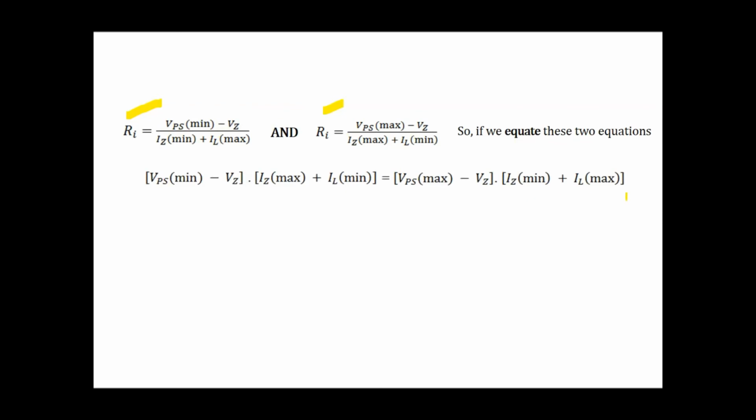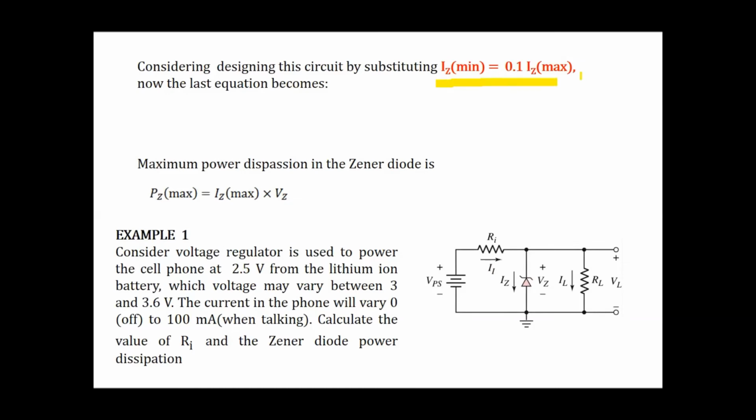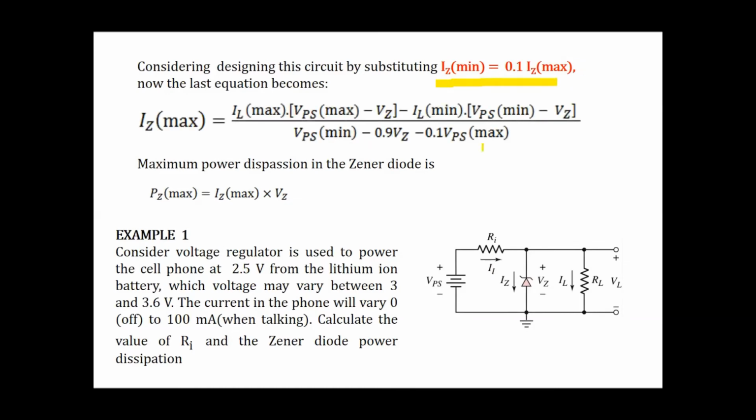Now that you have these two equations for Ri, if we equate them, you will have this long equation here. If you make the assumption that IZ min is equivalent to 0.1 IZ max, your equation will be simplified further, and you can see that there is no IZ min in this term, and you can use this to calculate your IZ max. Once you know IZ max, you can calculate IZ min based on this assumption, and you can also calculate your PZ max. Alright, so let's look at one example.